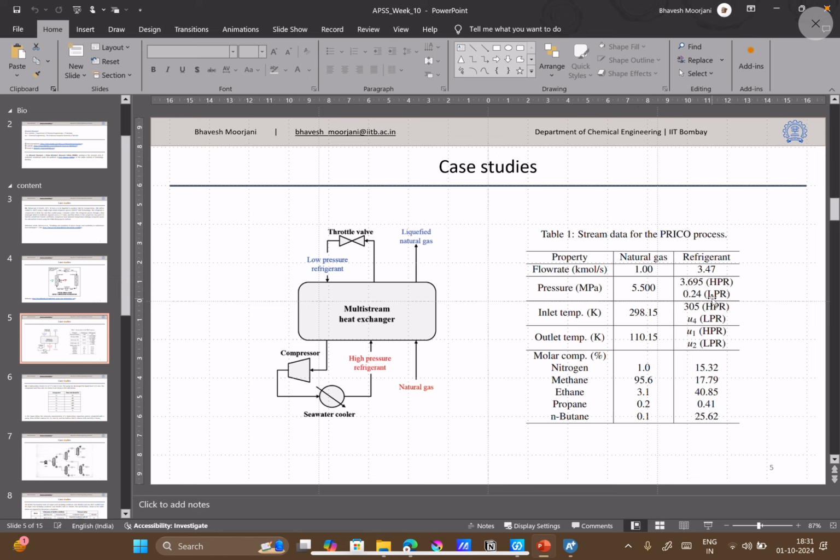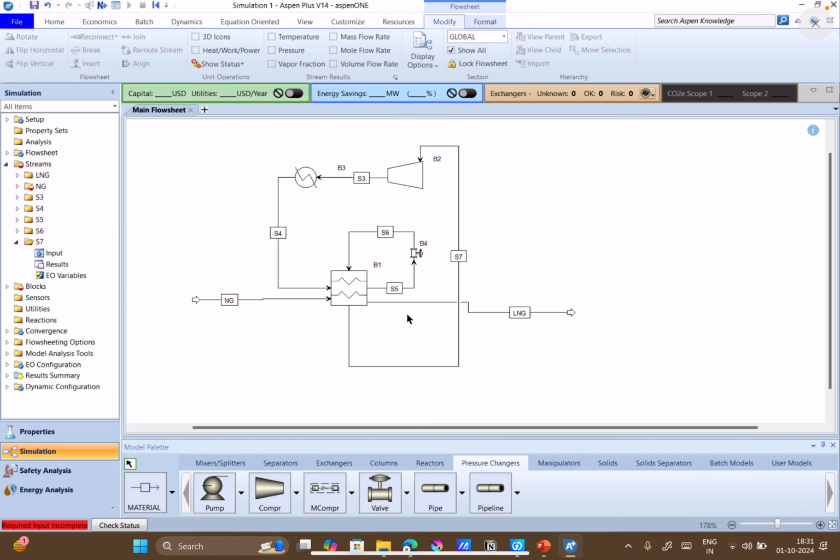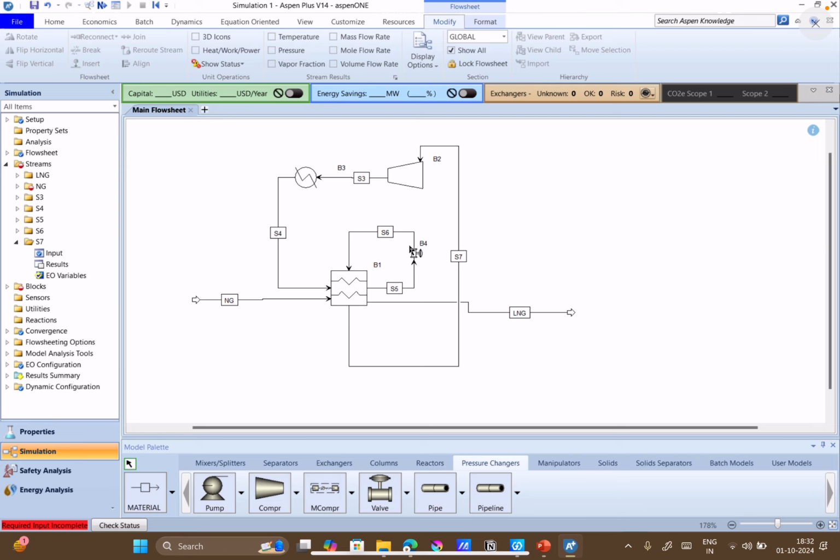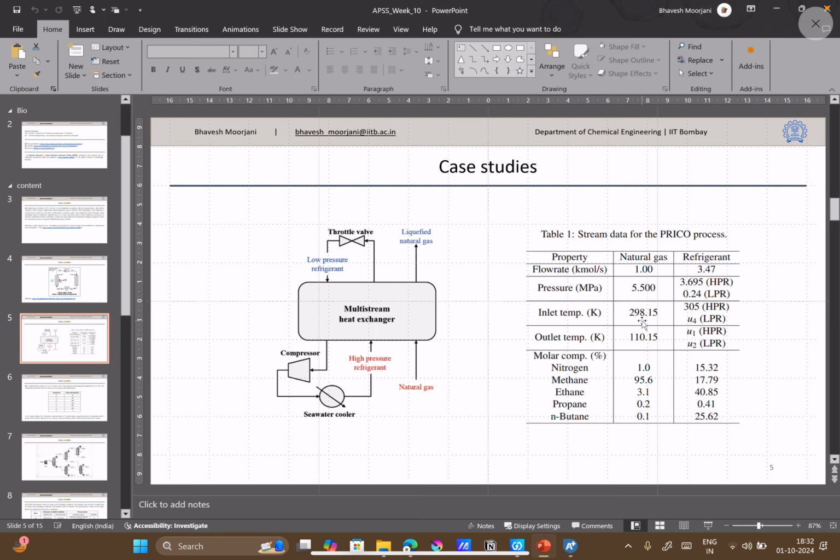Refrigerant pressure is given. So HPR is high pressure refrigerant, LPR is low pressure refrigerant. The high pressure will be created at the outlet of your compressor, right? And the low pressure is 0.24 megapascal, which will be at the outlet of your valve. Since the valve is used to depressurize the stream, that is 2.4 bar. Temperature values are given. The inlet temperature of natural gas is given. The inlet temperature for the refrigerant is given. That is, high pressure refrigerant is at 305 Kelvin.